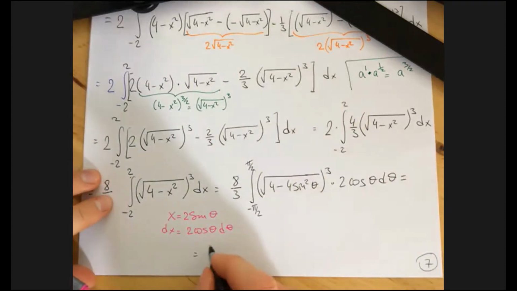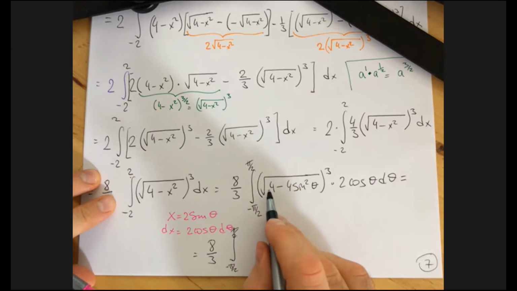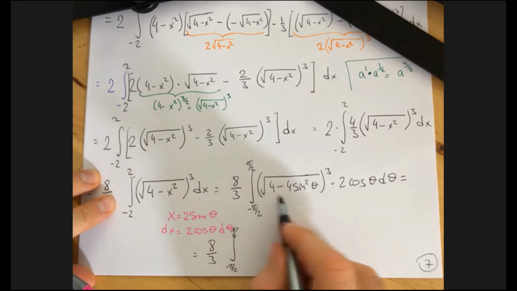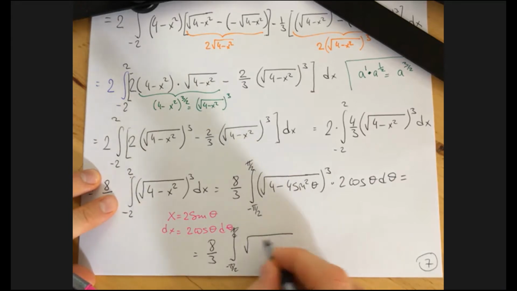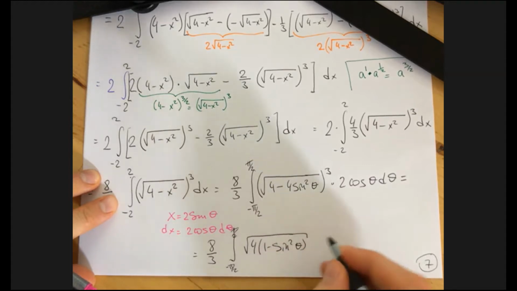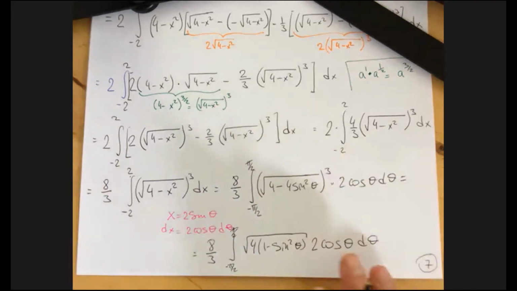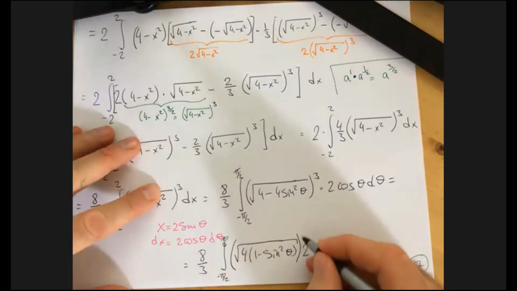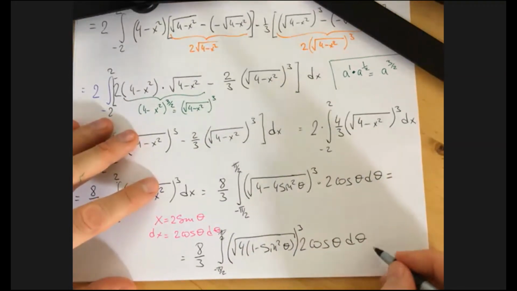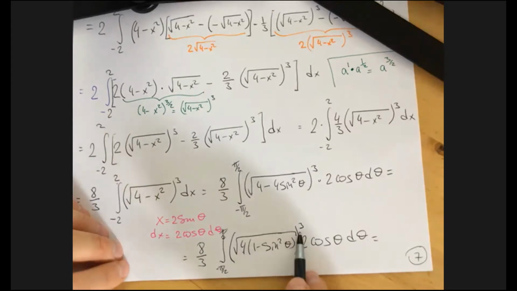Okay, we move on. This is 8/3 times the integral from -pi/2 to pi/2. Factor 4. Square root of 4 is 2, cosine theta d theta. And this is to the power of 3. That's pretty important. So the square root of 4 is 2, 2 cubed is 8.